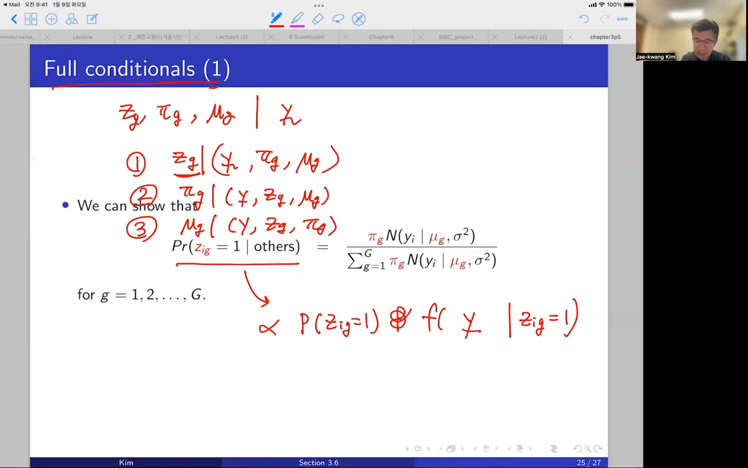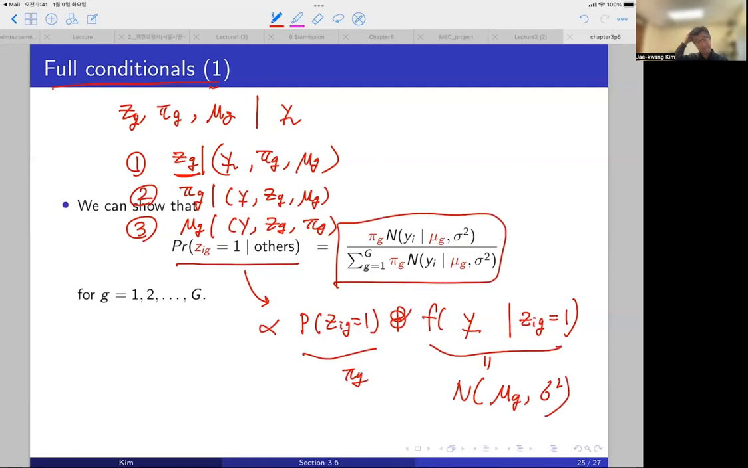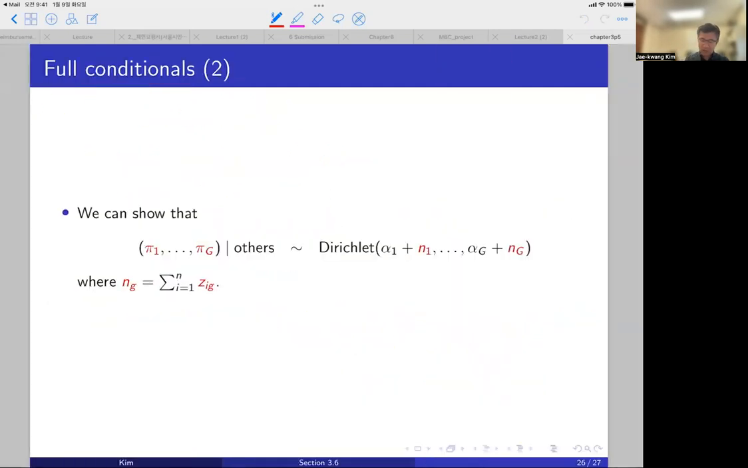So this guy is a pi g, and this guy is a normal mu g and sigma square. So then we have this one. Okay. Second one, what is the marginal distribution? So, the original one.